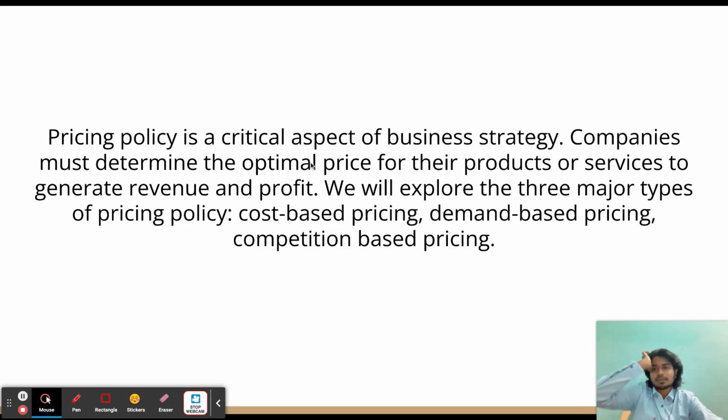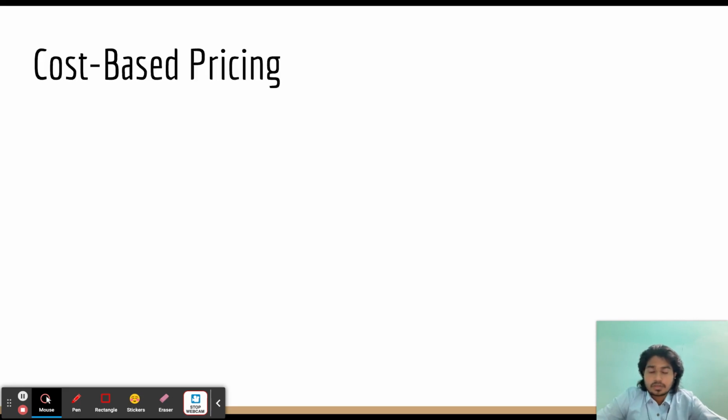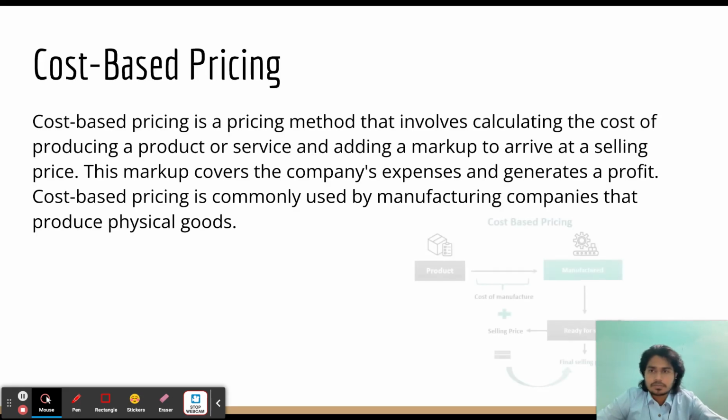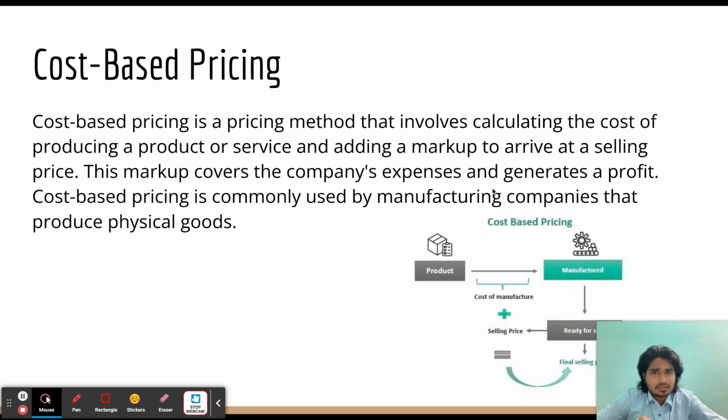In this pricing policy, we look into three major types: cost-based pricing, demand-based pricing, and competition-based pricing. Let's get right into it. First, we're going to look at cost-based pricing. It's a pricing method that involves calculating the cost of the product or service and adding a markup to arrive at a selling price. This markup is basically the expenses of the company.